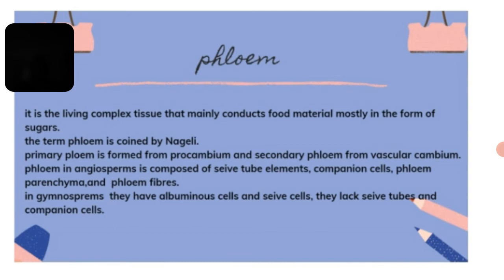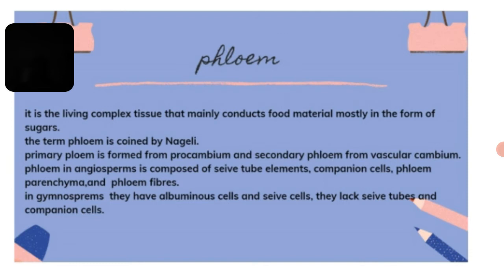Okay, the term phloem was coined by Nageli, just like xylem was also coined by Nageli. Primary phloem is formed from procambium and secondary phloem from vascular cambium. Phloem in angiosperms is composed of sieve tube elements, companion cells, phloem parenchyma and phloem fibers. In gymnosperms they have albuminous cells and sieve cells. They lack sieve tubes and companion cells.